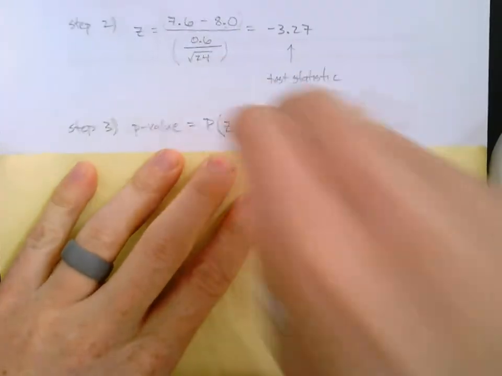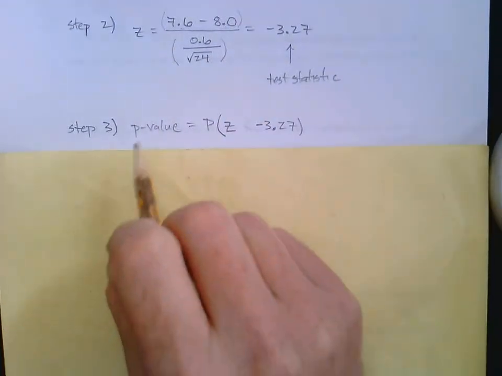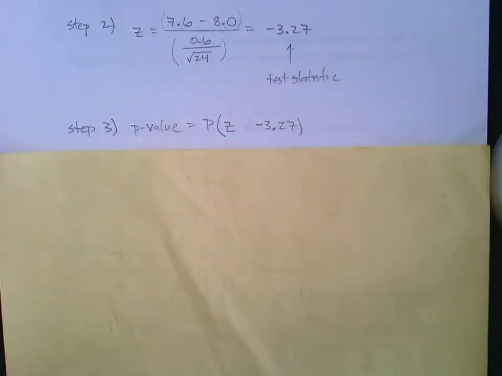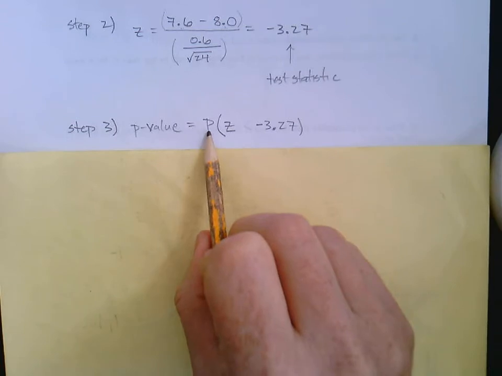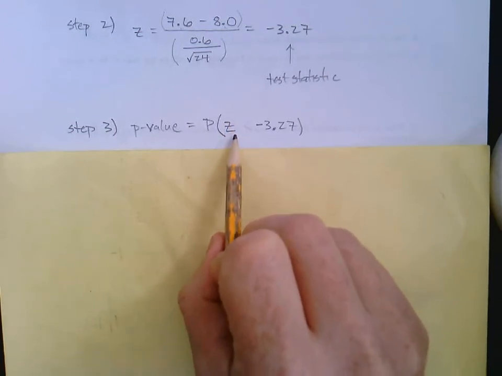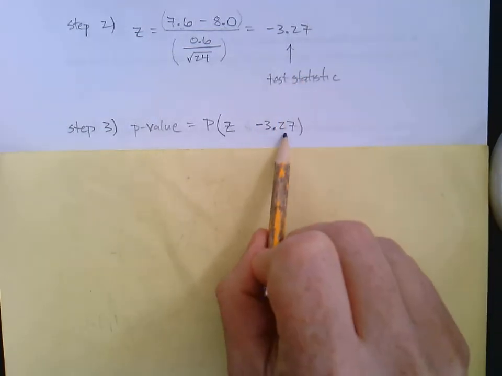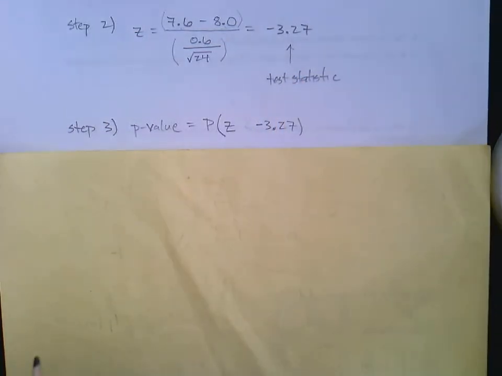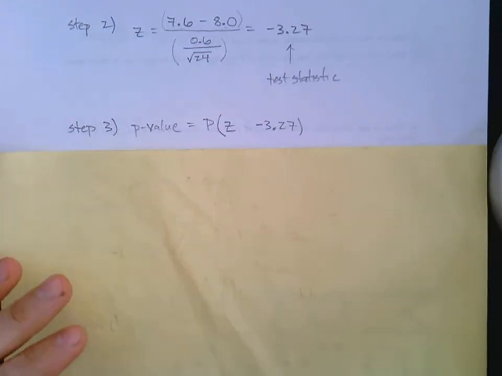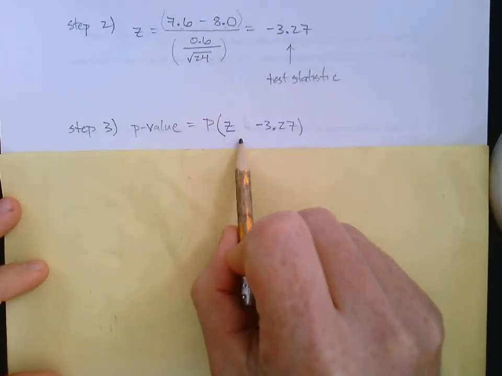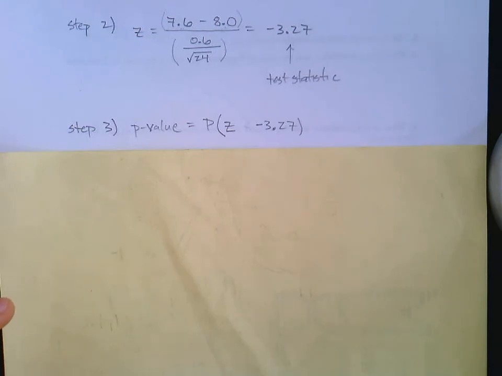Let me erase this, just talk it out. The p-value. What probability goes with this z-score? So I'd encourage you, start off this way. Probability that capital Z, leave that space blank, and then fill in your z-score, negative 3.27. Now here's the thing. So I told you back in the first problem we did, you'll fill this in with either a less than or a greater than based on your alternative hypothesis.